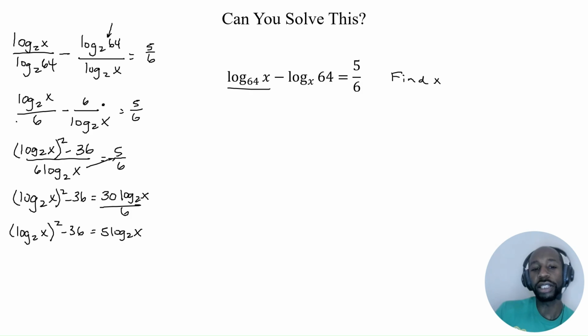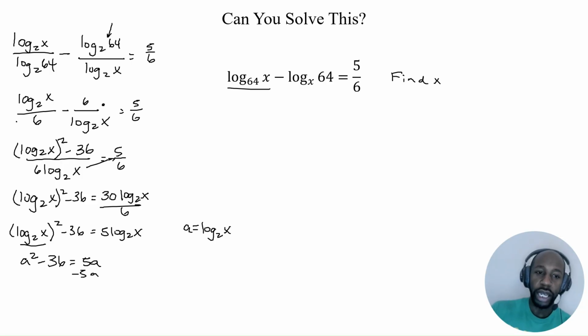Now, when I looked at this, I was like, okay, hold on a second. We might be getting to a situation where we have a quadratic equation that can be factored. So this is what I did. I said a is equal to log base 2 of x. So everywhere I see that, I'm going to put an a. So it's going to be a squared minus 36 equals 5a. Now I'm going to move this over here. So then you have a squared minus 5a minus 36 equals 0.